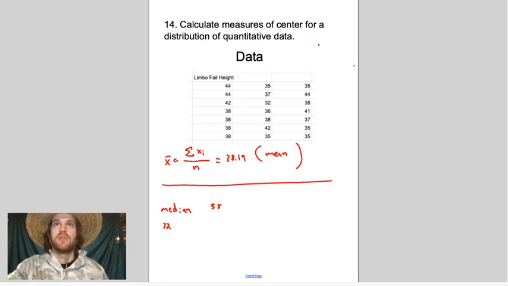Let's keep going. So that's the measures of center, means and medians. Fantastic. Mode, the most often value, is also 38, it would seem. So the median and the mode are the same.